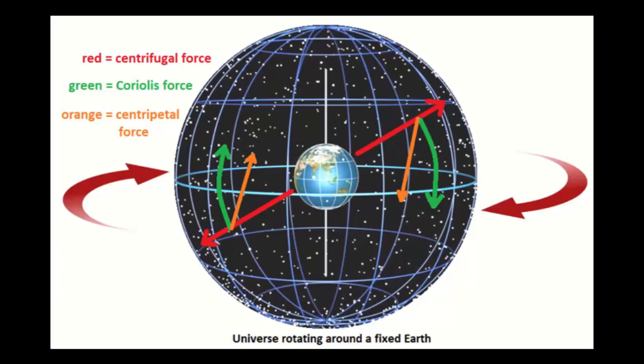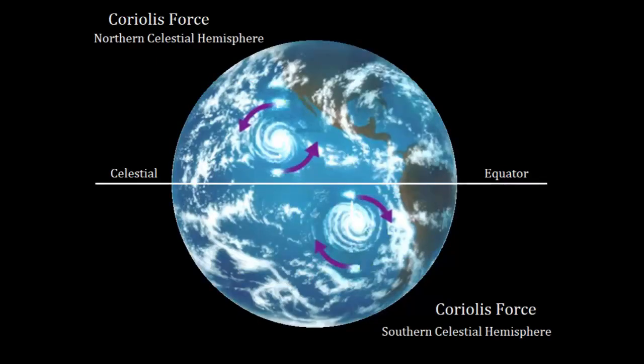In Earth's northern hemisphere, and by extension the northern hemisphere of the entire universe, the Coriolis force moves in a counterclockwise direction, which is why hurricanes on Earth turn counterclockwise in the north. But the Coriolis force moves clockwise in the southern hemisphere, and thus hurricanes turn clockwise in the south. These two opposing circular directions neutralize each other so that the torque on the Earth is again zero.